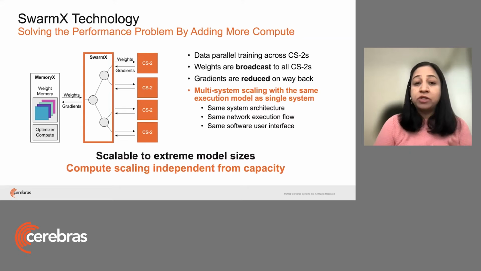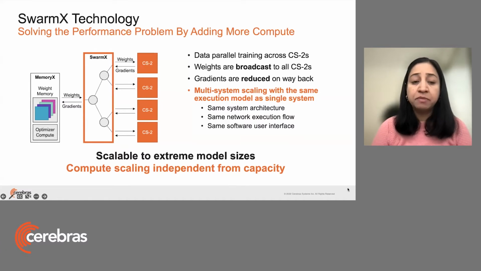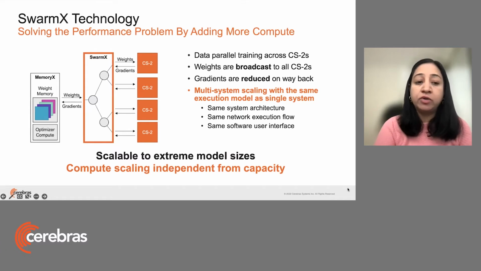So that was more about single CS2s. Now we have to easily scale from one CS2 to n CS2s. And for that, we introduced something called the SwarmX technology. SwarmX is another hardware piece that we have introduced, which is a very simple piece of hardware that takes the weights from MemoryX, sits between MemoryX and CS2, and does all the weights broadcasting to all the CS2s. And when CS2s are done with their crunching and gradients are ready, it reduces the gradients back into MemoryX.